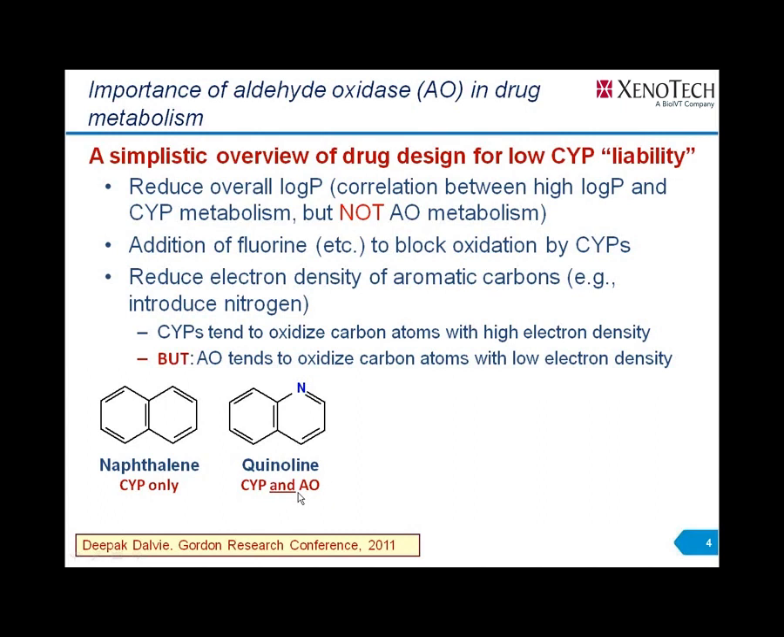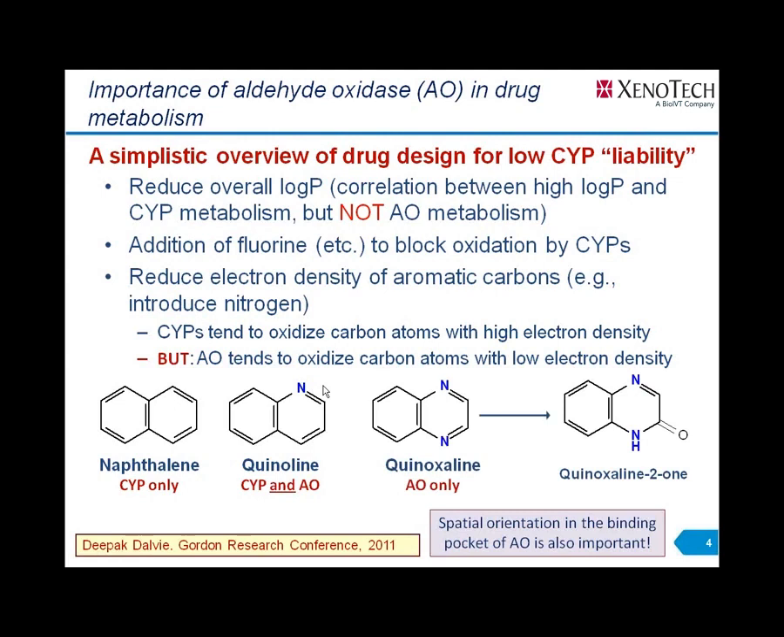So for instance, with naphthalene, you have only P450 metabolism. This intermediate structure, quinoline with one nitrogen, you have both P450 and aldehyde oxidase. And once you get to quinoxaline with two nitrogens introduced, it's aldehyde oxidase only. But these are small molecules, and I will mention Deepak Dalvi and others have done some additional work with larger molecules where the spatial orientation and modifications in the binding pocket of aldehyde oxidase are also important.